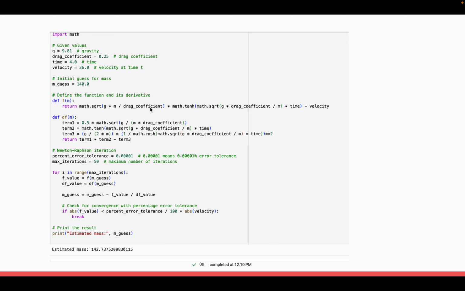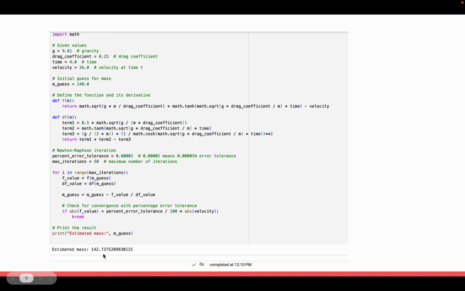So right here you can see I defined the function and its derivative. I did use the percent error tolerance of up to 100,000th of a percent, just like the book recommended, and a maximum iteration of 50. Here's our equation. Here's where I wanted this if statement, which checks if the found value is close to our target value based on the velocity given in the equation, essentially double checking our work. Then print the result.